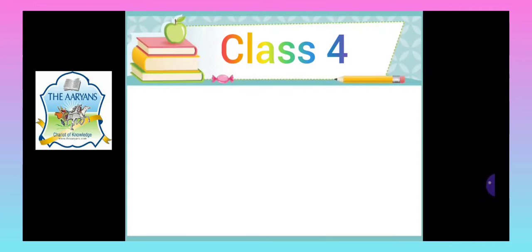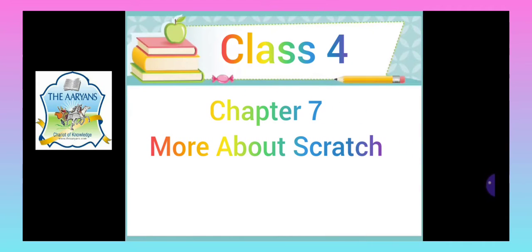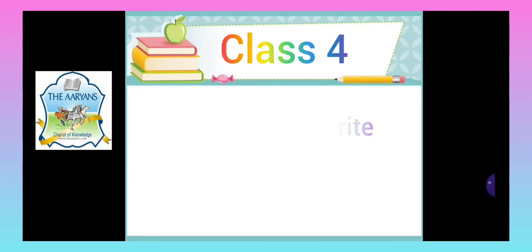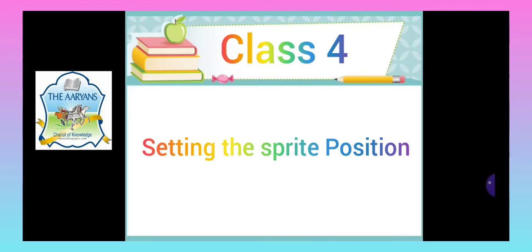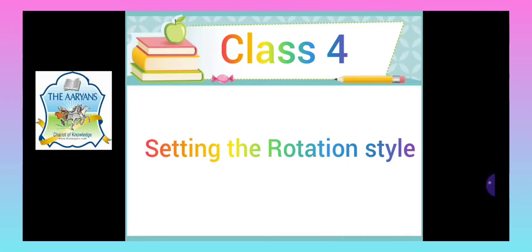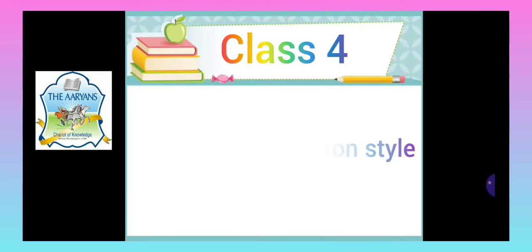Dear children, today we are going to continue chapter 7, more about Scratch part 2. In the previous class, we learnt features of Scratch and components of Scratch. Today, we will be learning adding a new sprite, working with two sprites, setting the sprite position and setting the rotation style. So let's start it.